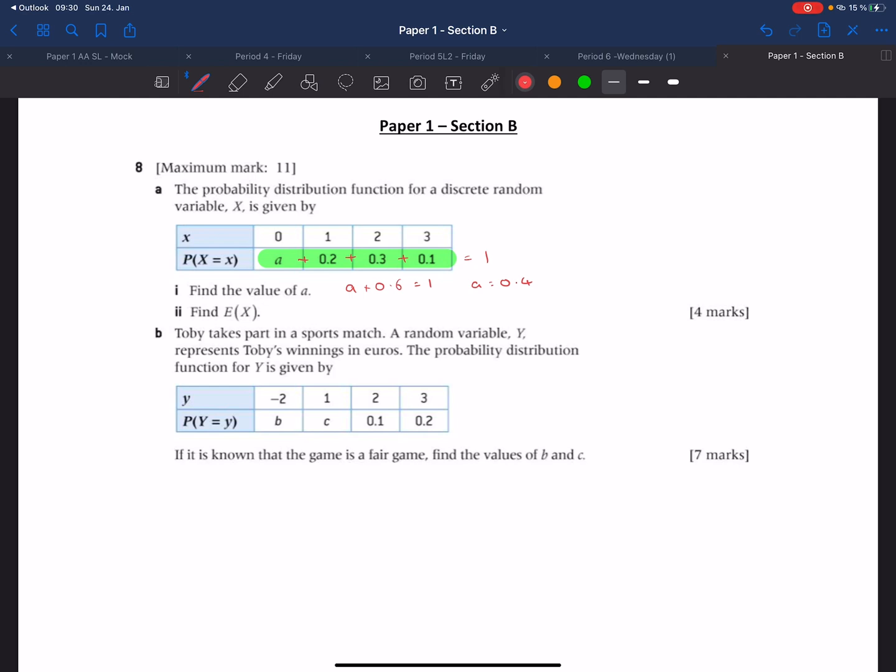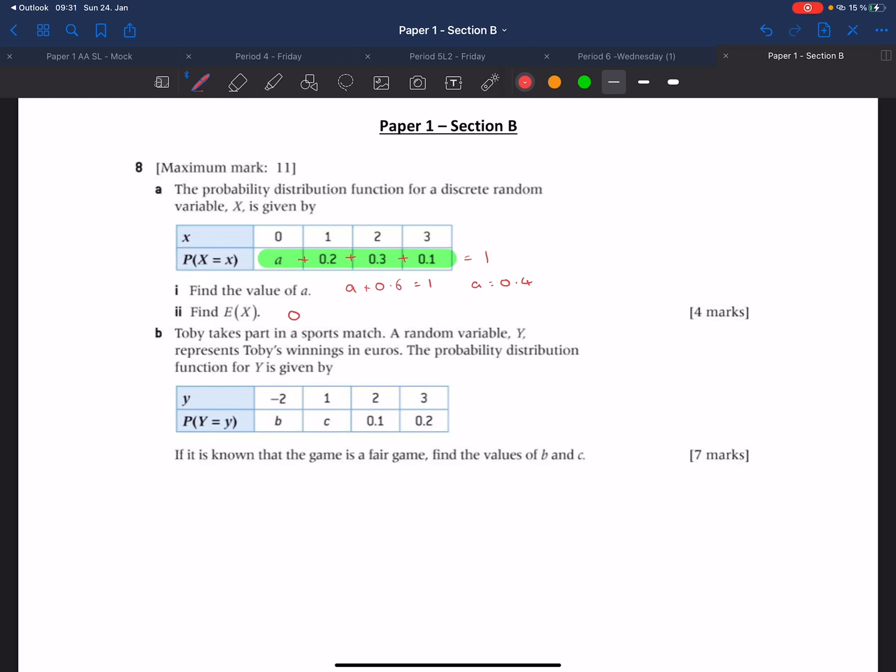The next question, I am not convinced that I have covered with you how to find the expected value from a probability distribution, but I'll go through it now because it's interesting for you to see. To find the expected value, we work out on average what will happen. The way we do that is by multiplying each of these numerical possibilities by their probability. So I'll multiply 1 by 0.2, 2 by 0.3, and 3 by 0.1. Then I add those together, and that gives me the expected value. So let's take a look at that.